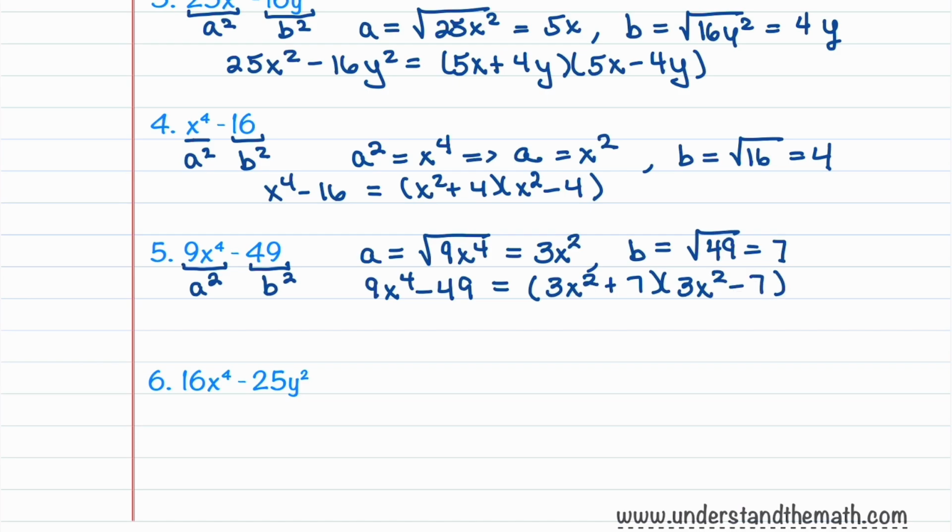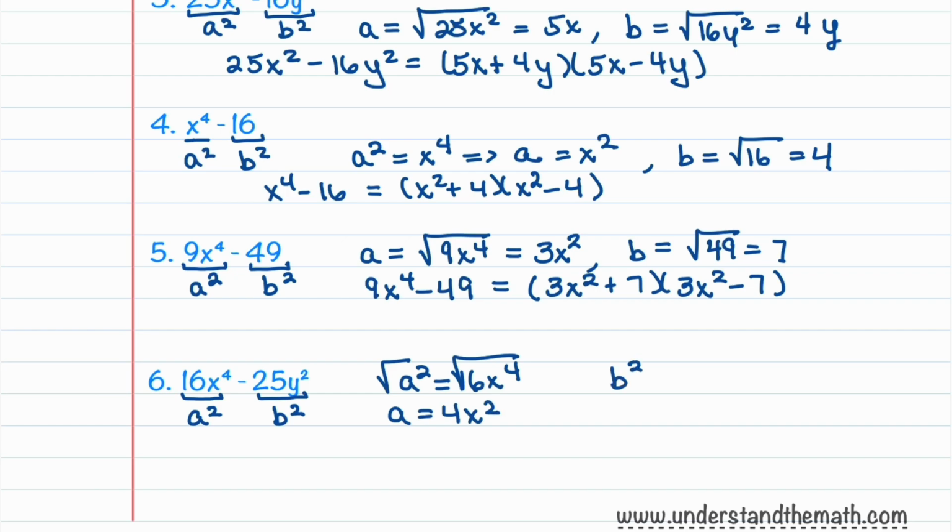Now let's do the last one. And of course, this is the hardest one. We're going to set our first term equal to a squared, and then our second term equal to b squared. So I'm actually going to write out a squared and b squared with this one. So we have a squared is equal to 16x to the fourth. If we take the square root of both sides, we get that a is equal to 4x squared. And then let's do the same thing for b.